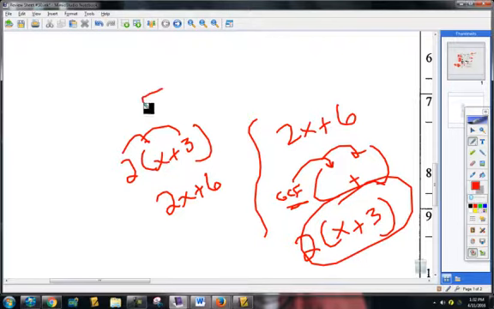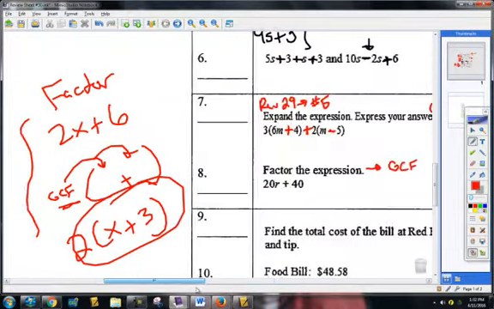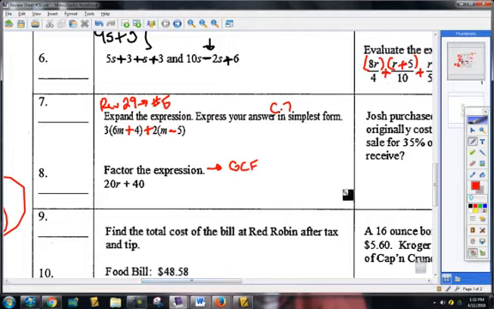So this is when you expand. This is when you factor. Okay? So there's your little example for that. So all in chapter 7 though.